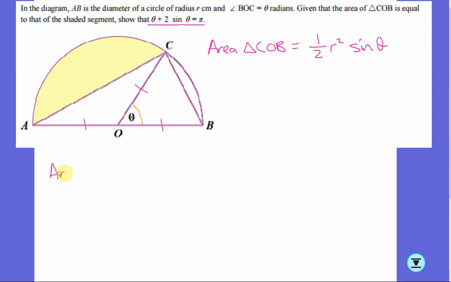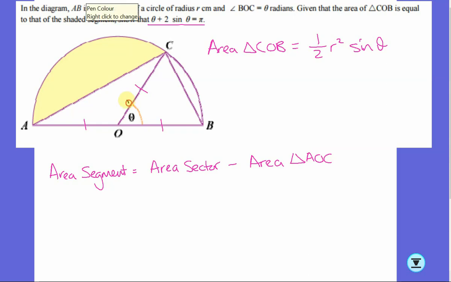So, area of the segment, that is equal to the area of the sector minus the area of the triangle. So I'm going to put triangle AOC there. Alright, so the sector. The sector needs an angle, so does the triangle. So that must be pi minus theta, because angles on a straight line add up to pi radians, or add up to 180 degrees. So area of the sector is half r squared theta.